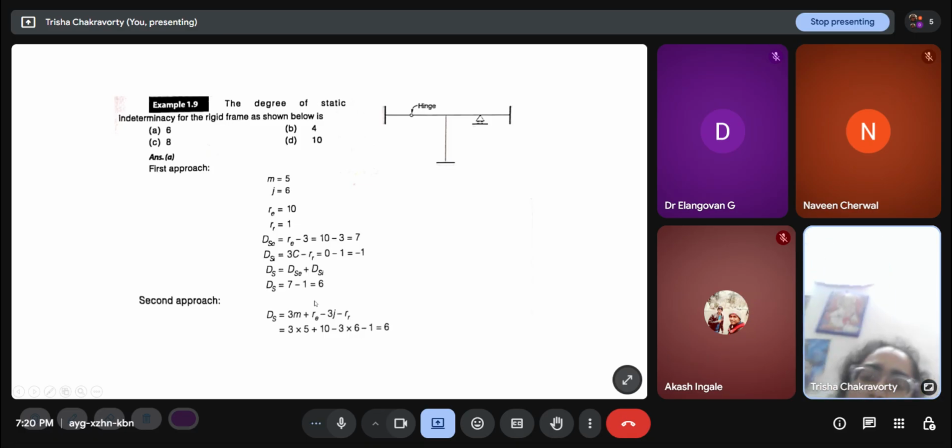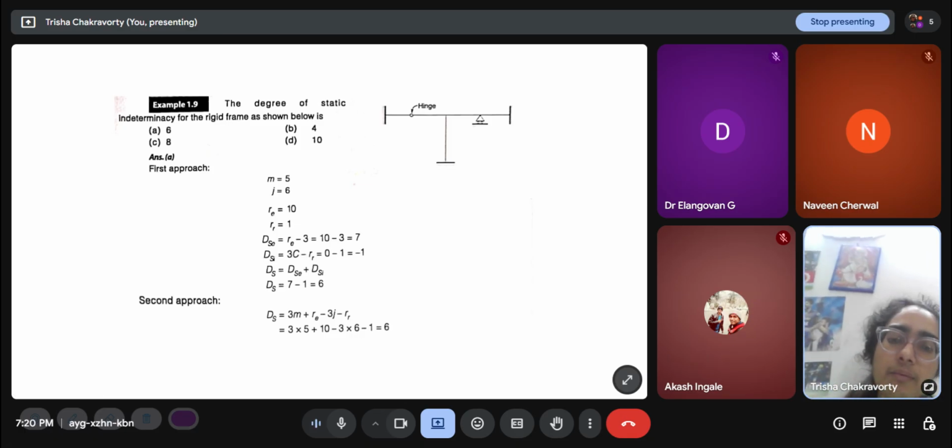So the degree of static indeterminacy of rigid frame here: m is 5, j is 6, internal hinge also counts as a joint, RR is 10, RE is the number of reactions. So 3 plus 3 plus 3 plus 1 for the roller.